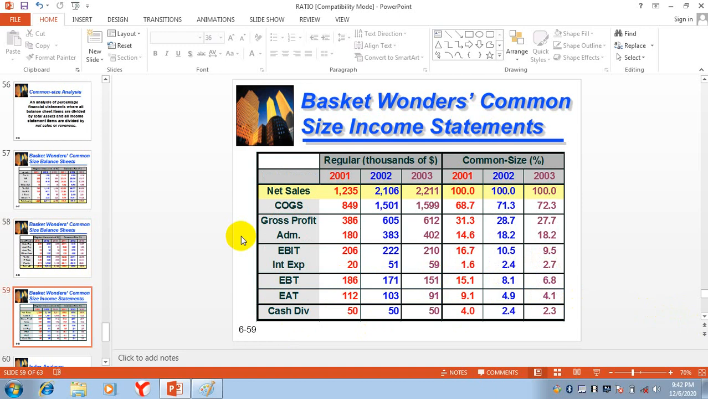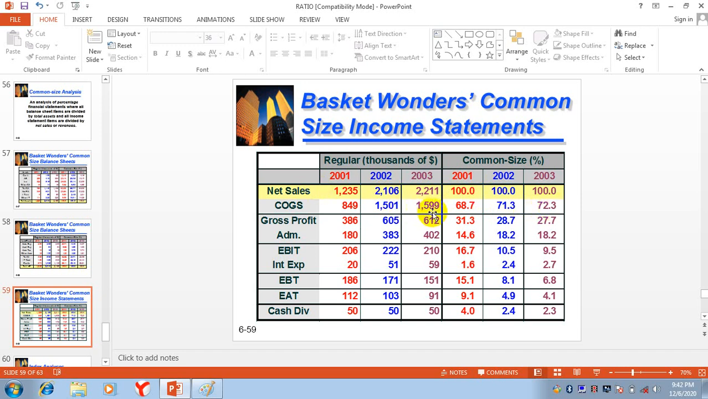Now come to the income statement. Same case. Sales is equal to 100%. Now we are converting the income statement to percentages. So what will we do? We will take this 849 and divide it by 1235, item divided by net sales. So we got 68.7. Next year, cost of goods sold divided by sales, 71.3. Then 1599 over 2211, so we got 72.3.